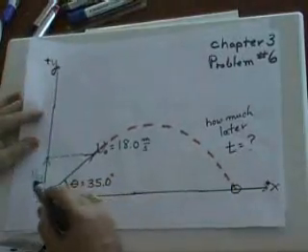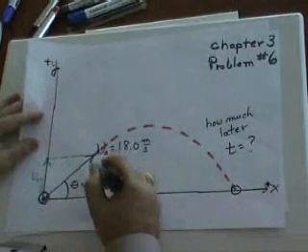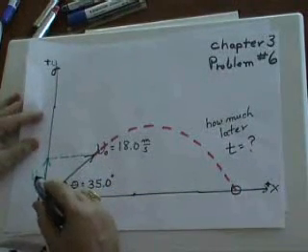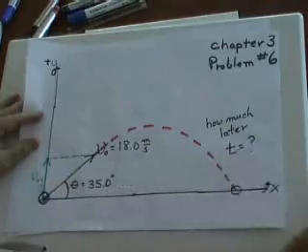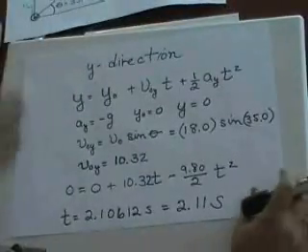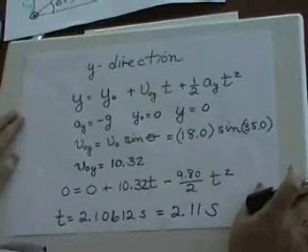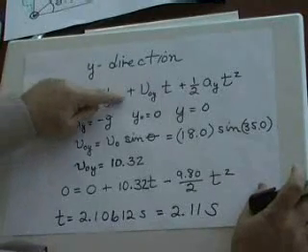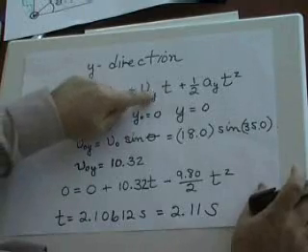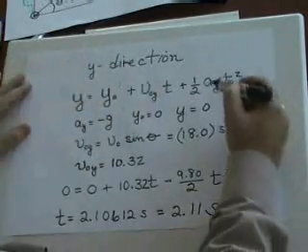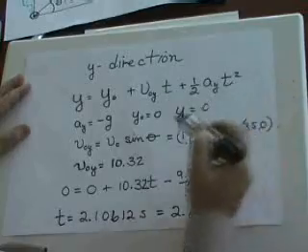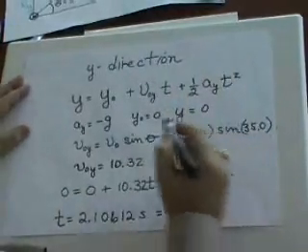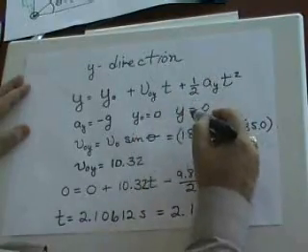Notice that I've broken out the V0Y. You could also break out a V0X, but we're only going to use the V0Y. So if we find the V0Y, we can find the t. In the y direction, our equation of motion is y equals y naught plus V0y times t plus 1/2 a_y t squared. a_y is minus g because gravity is going down. y naught is 0. And y is 0.